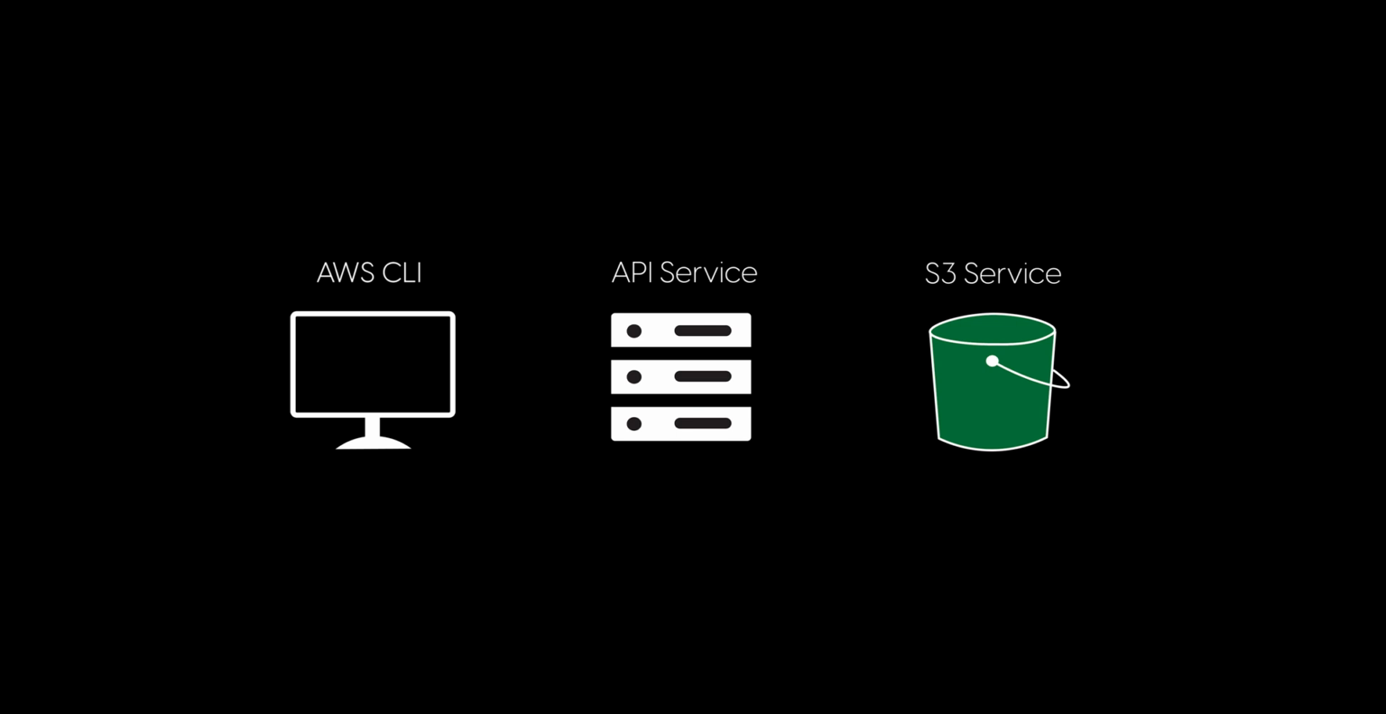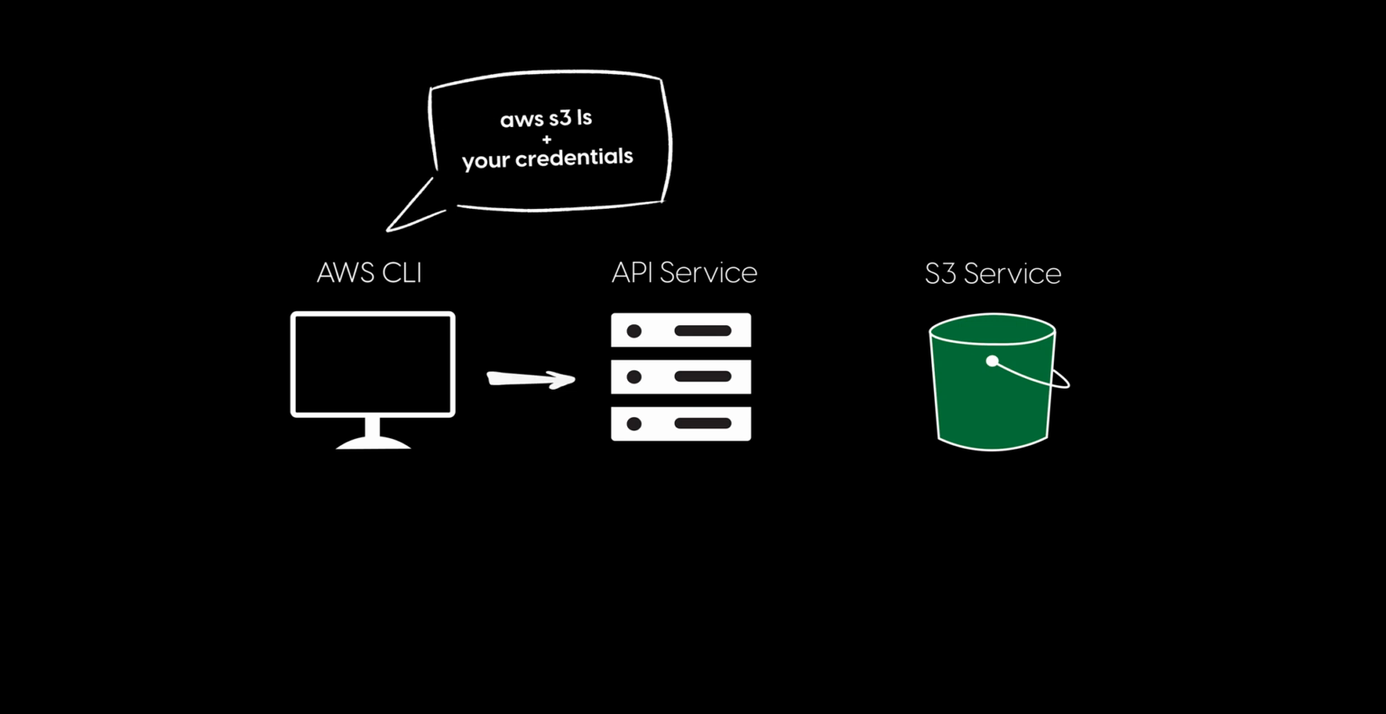AWS CLI takes the commands you entered into Cloud Shell, adds your credentials, and sends an API call on your behalf from Cloud Shell to an AWS API. Cloud Shell already has your credentials. Those represent your identity, and your identity is who's making the AWS request.